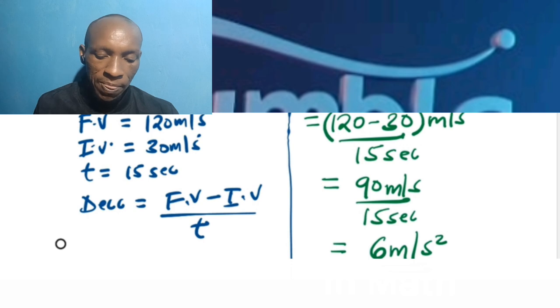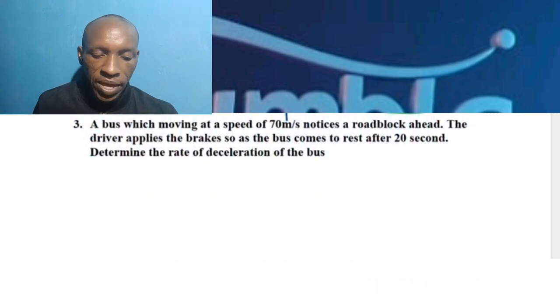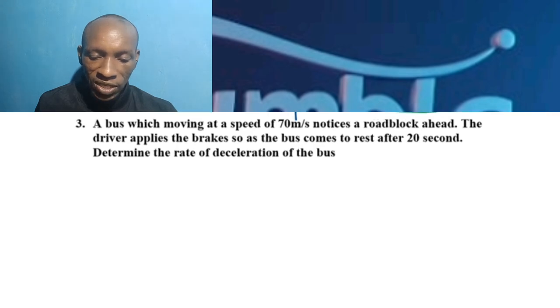Question 3. A bus which was moving at a speed of 70 meters per second notices a roadblock ahead. The driver applies the brake so that the bus comes to rest after 20 seconds. Then determine the rate of deceleration of the bus.